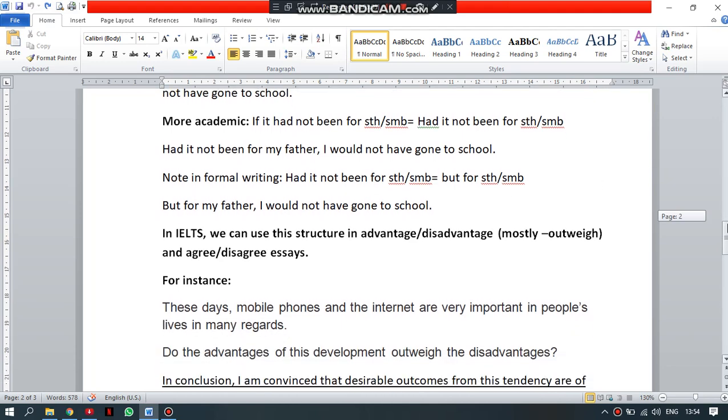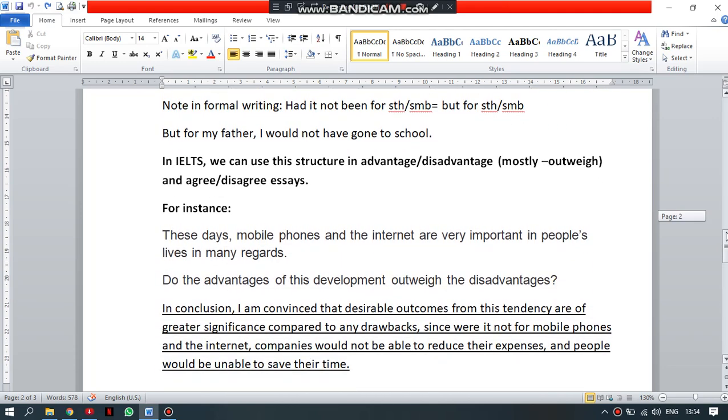So now let's talk about how we can apply these structures in IELTS essays. In IELTS, we can use this structure in advantage, disadvantage, mostly outweigh, and agree disagree essays, but I have to say that this is my personal opinion. You don't need to limit yourselves to just these essays because these structures are all about the situation, circumstance. If the circumstance of the action that you're describing allows you to apply these structures, then use it. Don't restrict the use of these structures just to advantage, disadvantage, and agree, disagree essays.